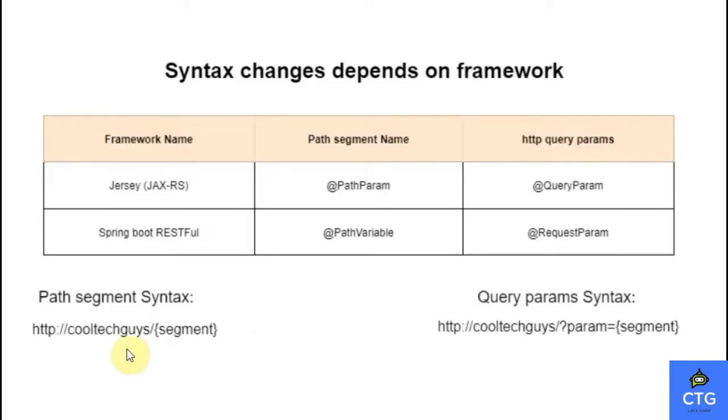For path param, for example, we have a URL, http://segment. So now this segment variable we are passing by the syntax of after slash. So if you are setting the variable in this syntax, it is a path variable.